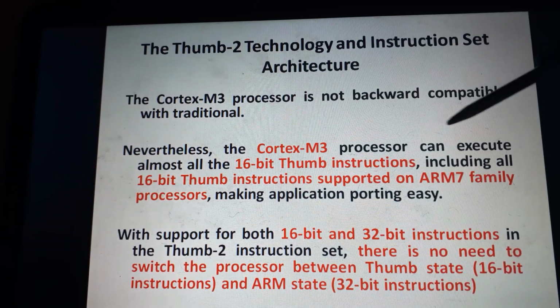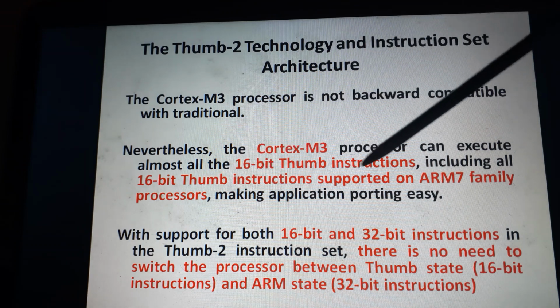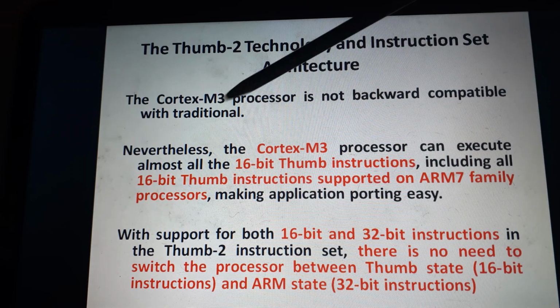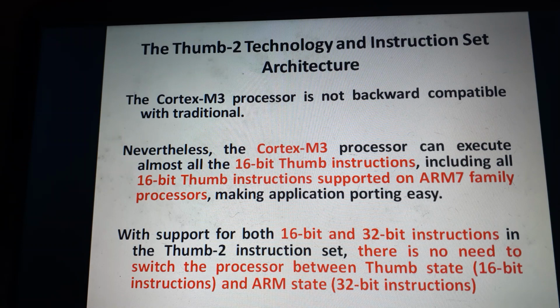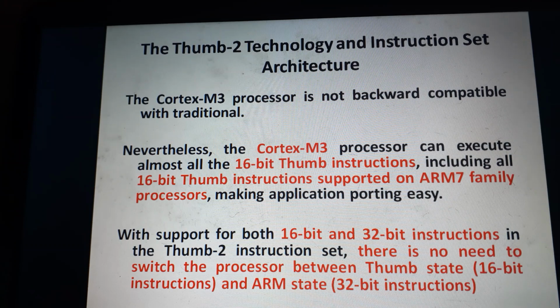Nevertheless, the Cortex-M3 processor can execute almost all 16-bit Thumb instructions, including all 16-bit Thumb instructions supported on ARM7 family processors, making application porting easy. Because the previous ARM7 processor supports 16-bit Thumb instructions, those are also supported by Cortex-M3 processors.